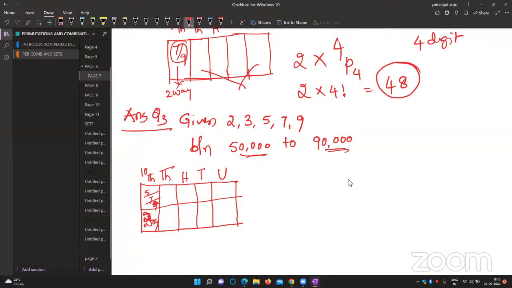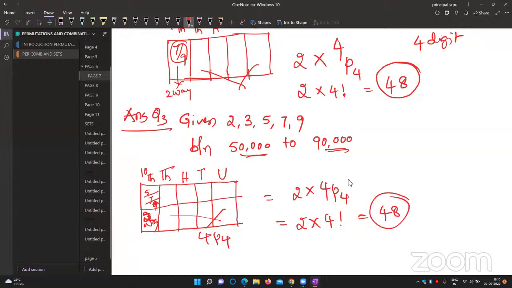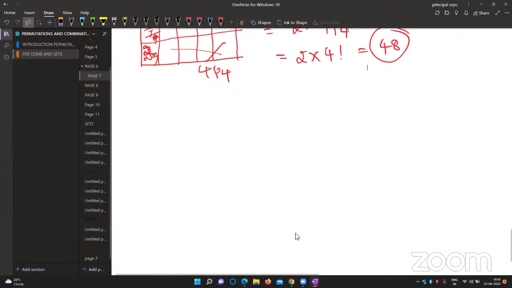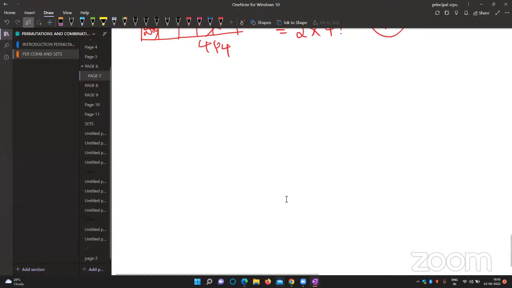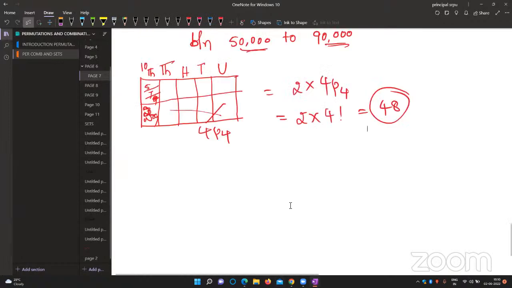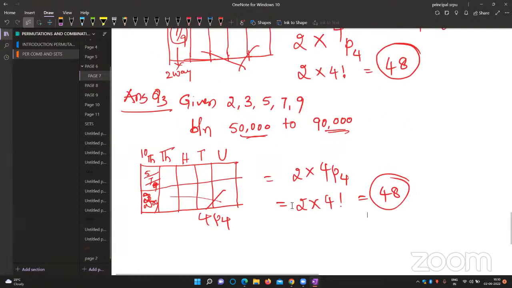So next we have 4 remaining, which is 4P4. That is equal to 2 into 4P4, which is equal to 2 into 4 factorial, which is equal to 48. Please try to understand. Next question once again. This is 50,000 to 90,000, right?